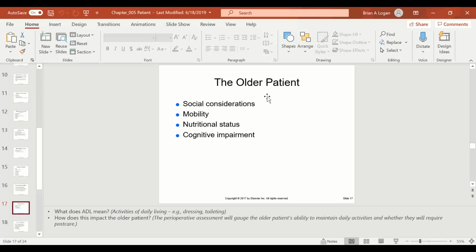The other thing with the older patients is we have to be aware of how they are able to do their ADLs. An ADL means their activities of daily living. Can they dress themselves? Can they go to the bathroom themselves and clean up properly? Can they brush their teeth? Can they shower on their own? All these kinds of things. And it may lead to where they need help at home.